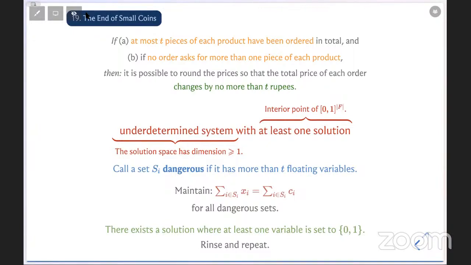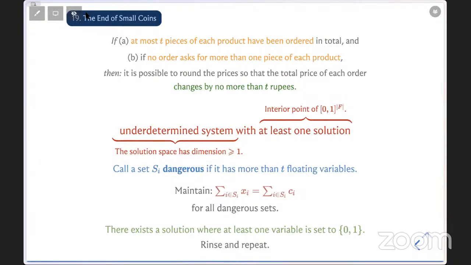So now I migrate to that solution. The variables that are 0 or 1 in that solution are now no longer floating. They become fixed. Okay. And now I rewrite my equations, getting rid of some of these variables. And now maybe some sets that were dangerous before are potentially no longer dangerous, right? And now I repeat this process again, and I know I'm making progress because at every step, I'm fixing at least one floating variable to a fixed variable. And I stop when all of them have been fixed.